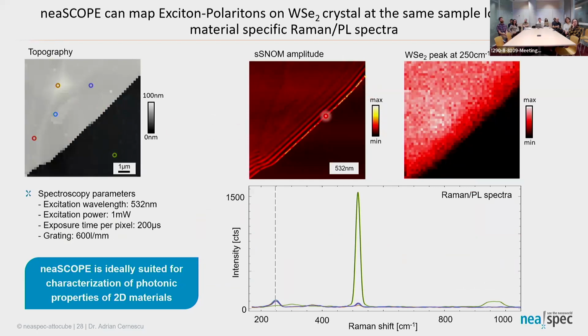These are also polaritons here, but they are excited not in the infrared, but in the visible. So you can see these so-called exciton polaritons propagating on the flake. And we can measure not only the SNOM, the near-field optical response, but also Raman and PL spectra on the same flake with the same instrument.